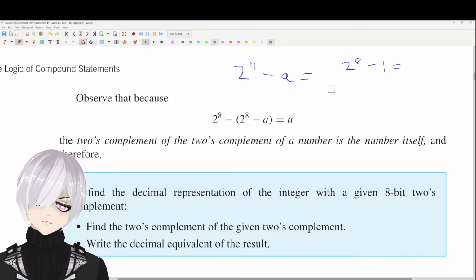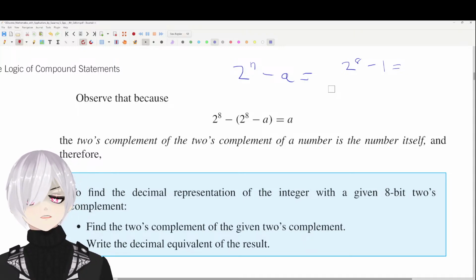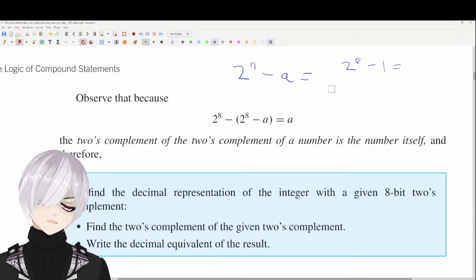because the two's complement is by definition 2 to the n minus a, so the two's complement of that is by definition 2 to the n minus 2 to the n minus a. Algebraically, 2 to the n minus 2 to the n minus a is 2 to the n minus 2 to the n plus a, which is a.